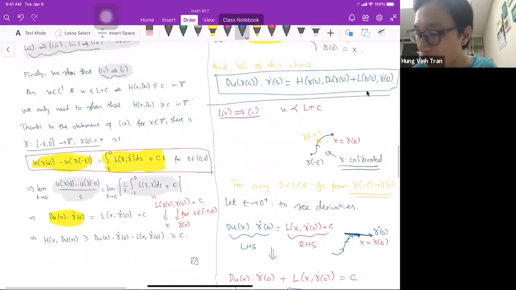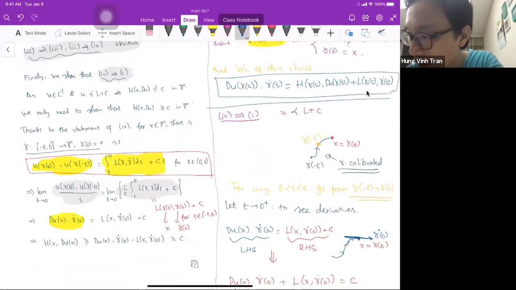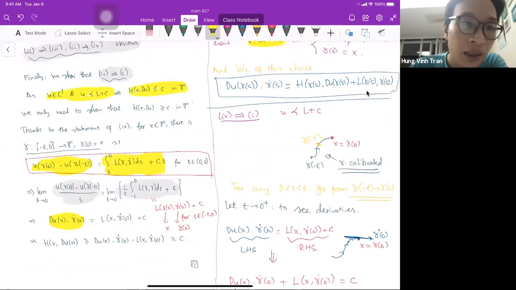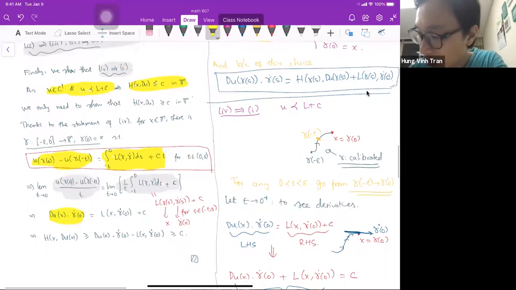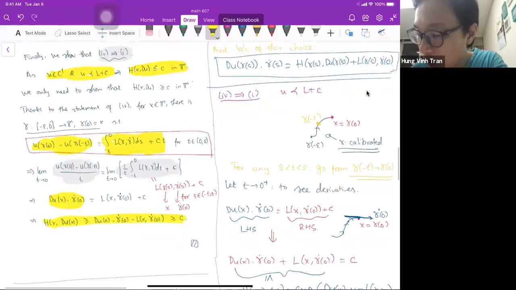And remember that earlier, if u is C1 and dominated by L plus c, then you have already the sub-solution property. So H of x, du is less than or equal to c. So combining the two together, you have the conclusion. So here you have the super solution property, up here is the sub-solution property. So from the two, you concluded that H of x, du_x is equal to c.